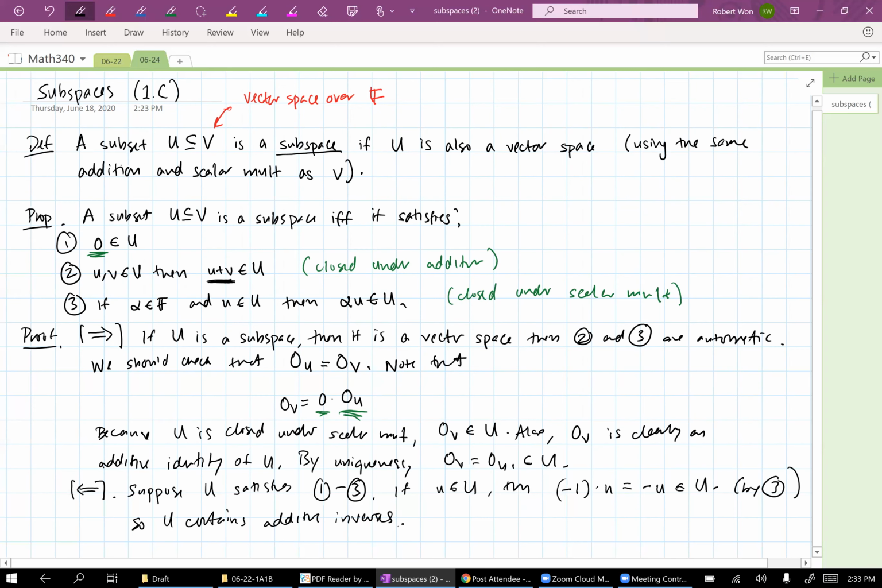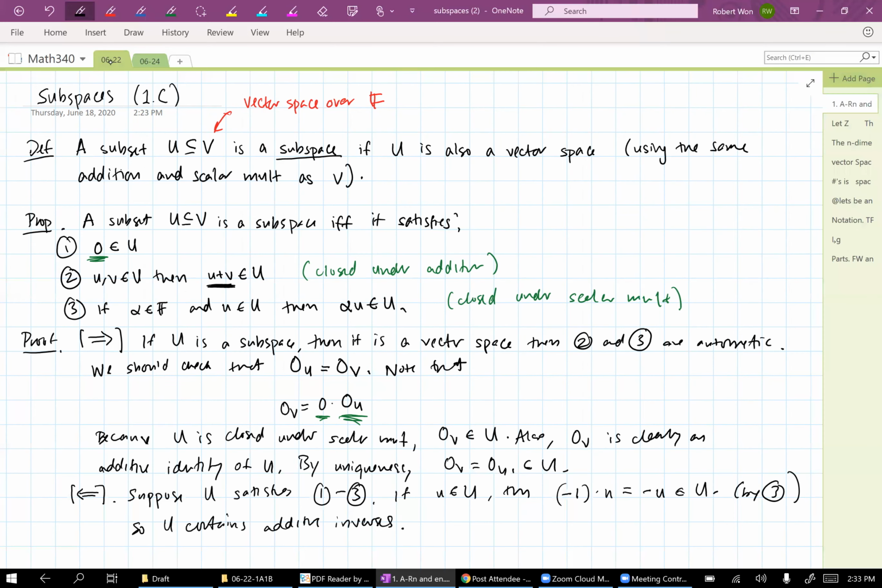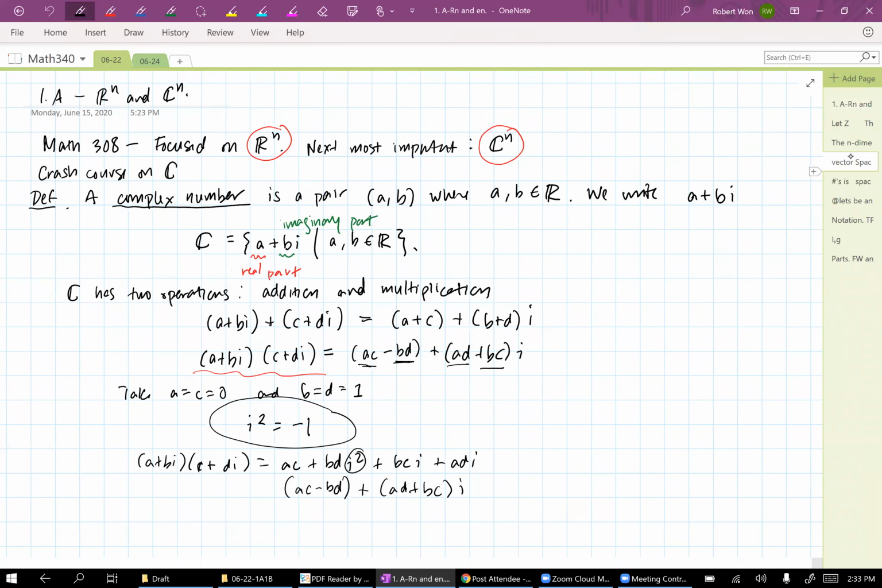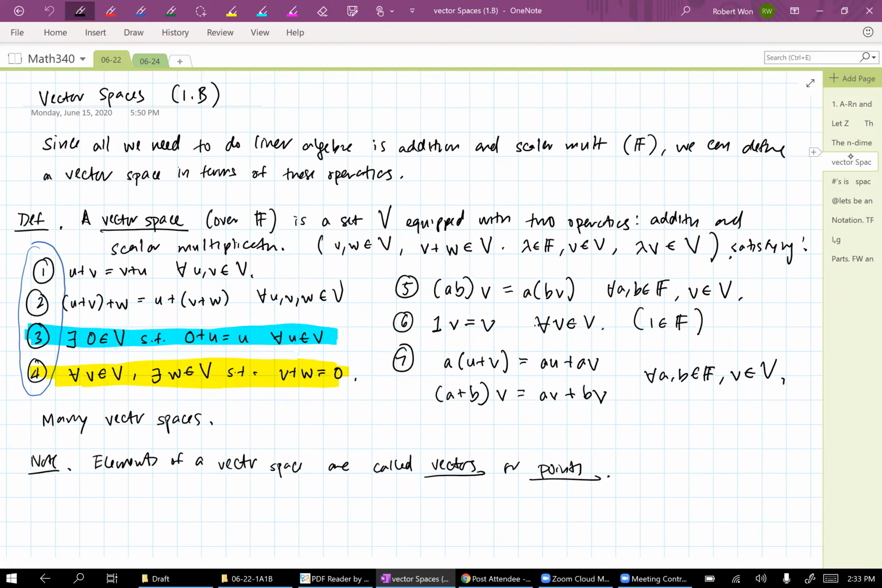Right, so that's one of the axioms we need for a vector space. Let's actually go back to last lecture and look at these axioms for vector spaces. Right, so we just verified 4. Okay, but the rest of these axioms, which deal with the properties of the operations, are automatic because the addition and scalar multiplication in U is inherited from V.